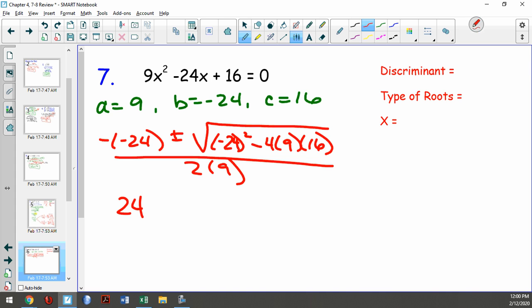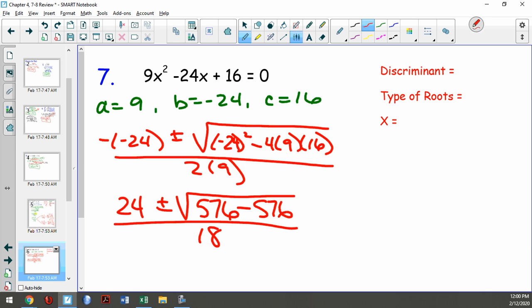Double negative is a positive 24. 24 squared is 576, minus 4 times 9 times 16 is 576, all over 18. What is 576 minus 576? 0. So at this point, you stop and you're like, hey, that 0 is my discriminant.